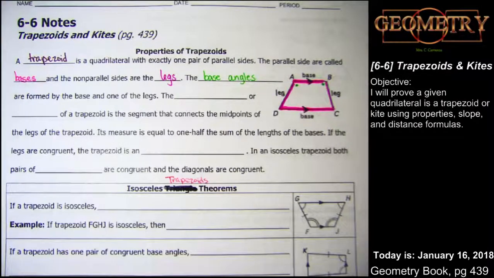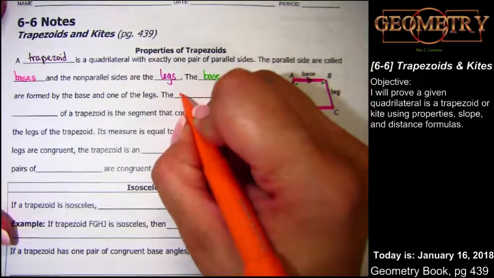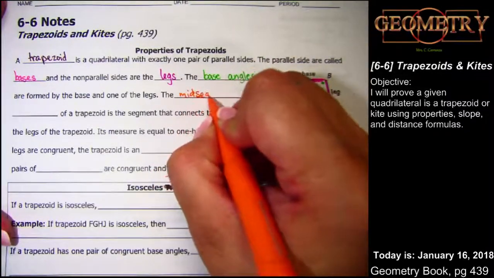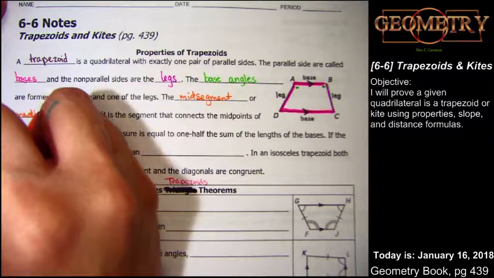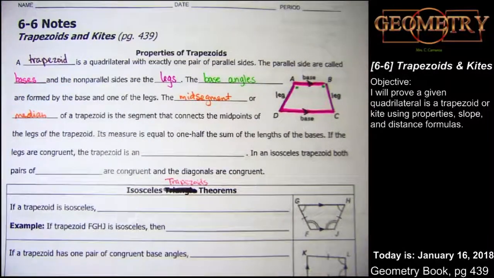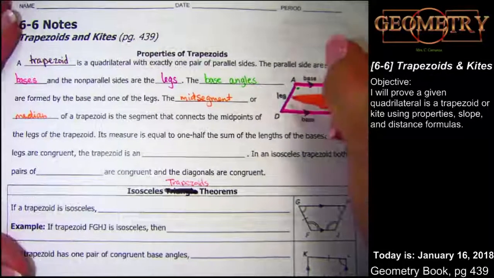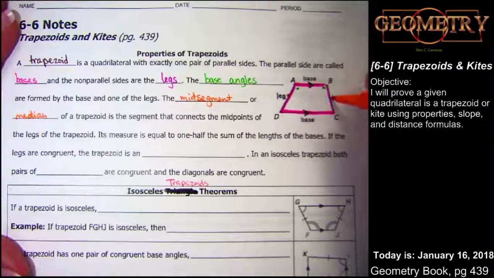We have a special segment called the mid-segment, also known as the median. That word hopefully seems a little familiar from our triangle days. The median in a triangle, please recall, went from vertex to midpoint. And so the mid-segment or median in a trapezoid is going to go from midpoint to midpoint.